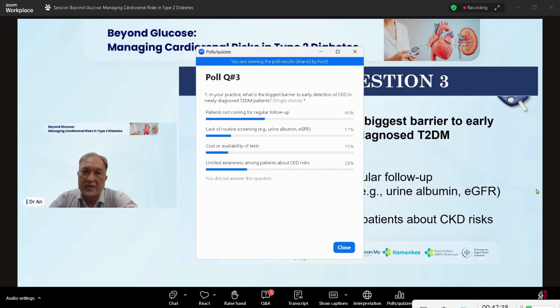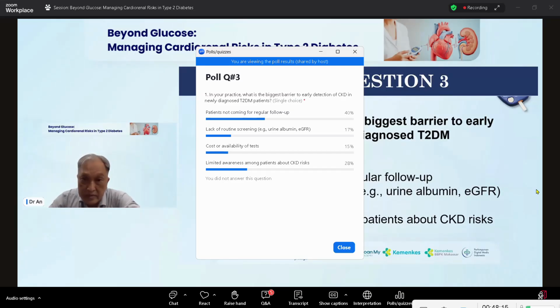The second one, 17%, is the lack of routine screening, for example, urine albumin, eGFR. Yes, we almost think about it in the rural area or small community health center. And 50% of us think about the cost or availability of tests. Yes, if we belong to the community health center or primary care level.